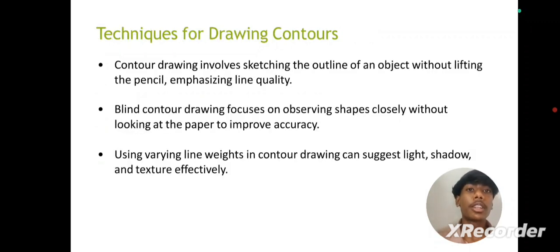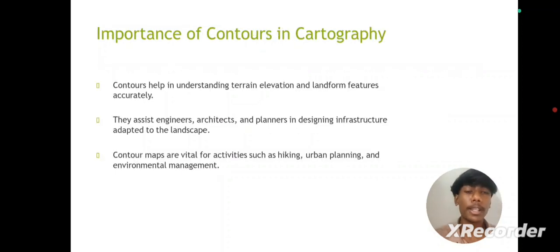Next, techniques of drawing contours. Contour drawing involves sketching the outline of an object without lifting the pencil, emphasizing line quality. Blind contour drawing focuses on observing shapes closely without looking at the paper to improve accuracy. Using varied line weights in contour drawing can suggest light, shadow, and texture effectively.